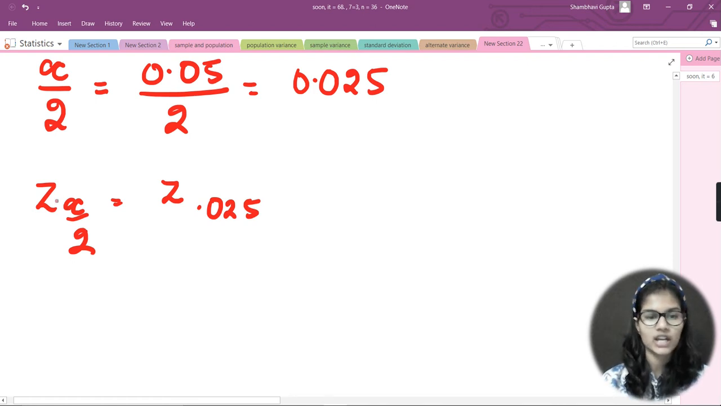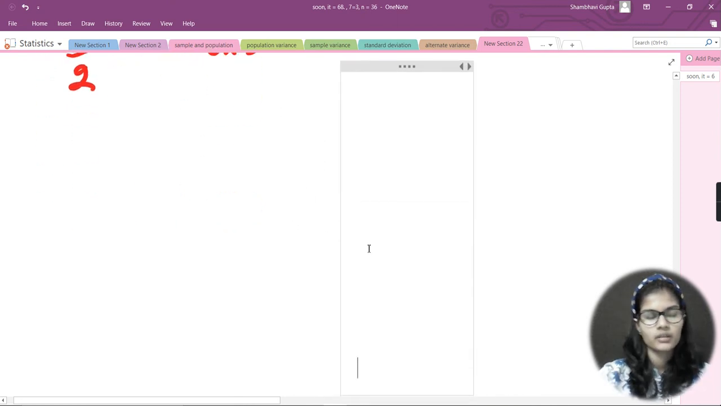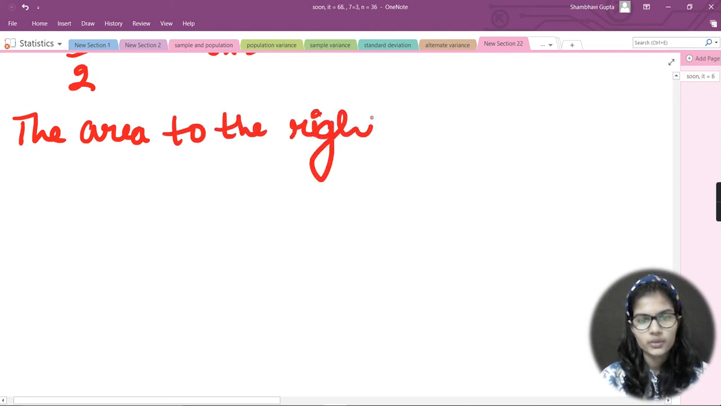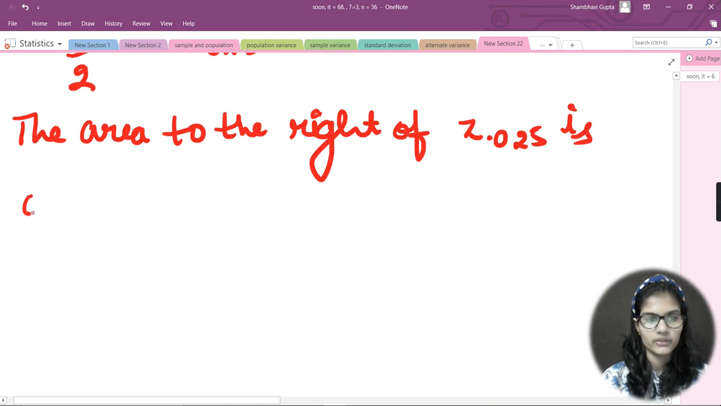Now the next step that we need is to find out the area to the right and to the left. To the right we had already got the area. Now it is the turn for finding the area towards the left, right? So I would come down here. Let's start writing. Here I'll be writing the area to the right of z of 0.025 is 0.025, right? 0.025.